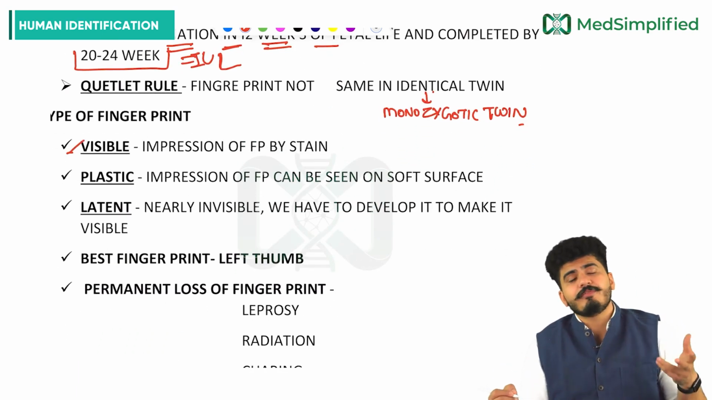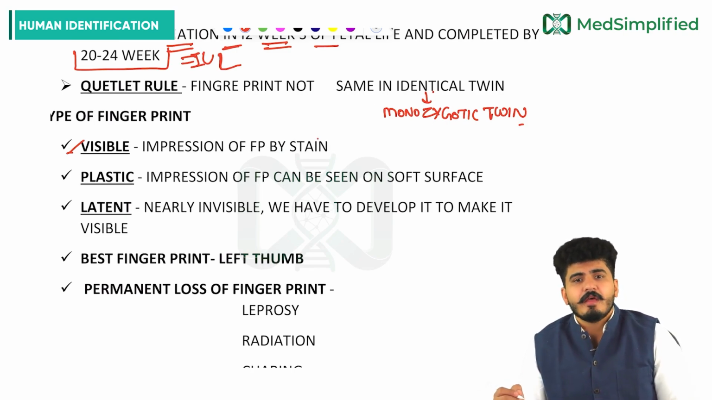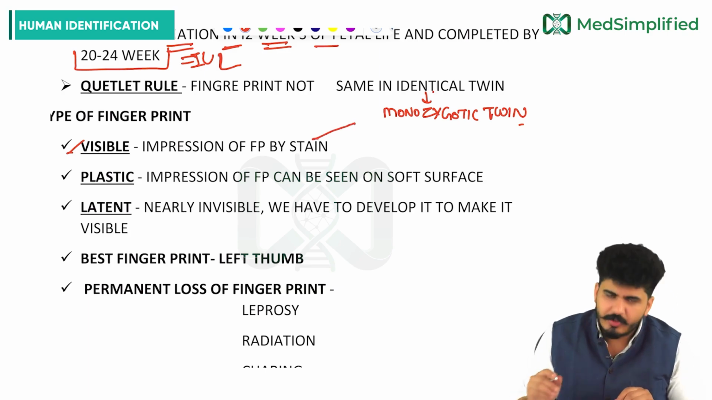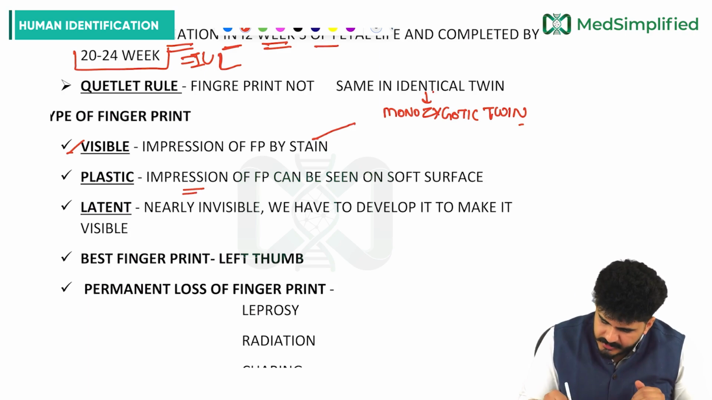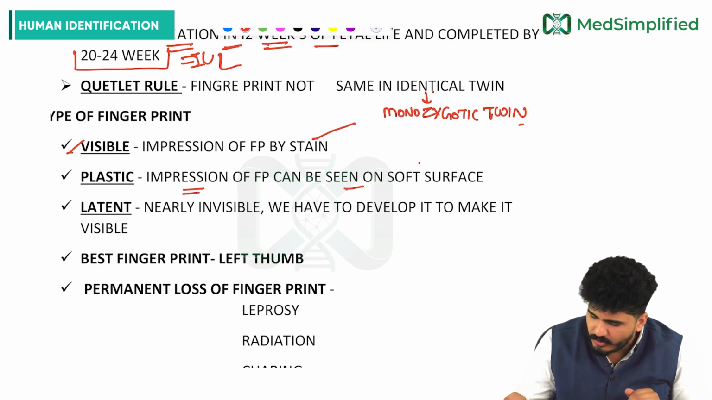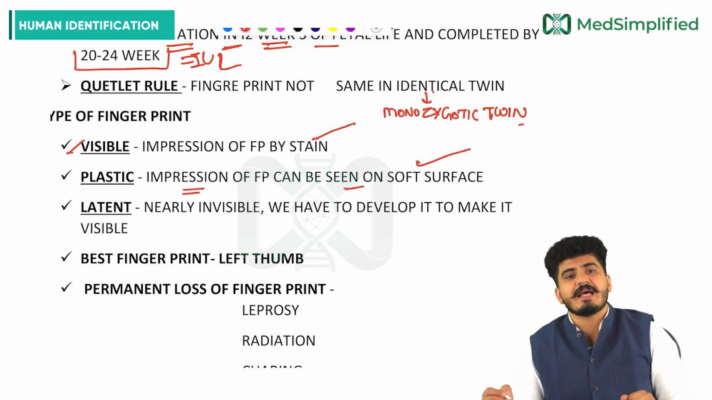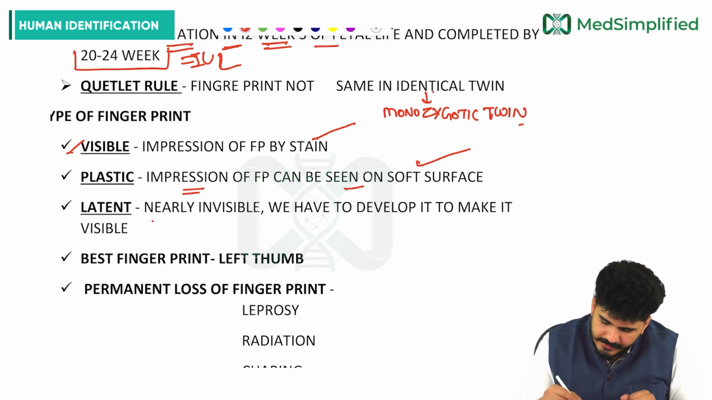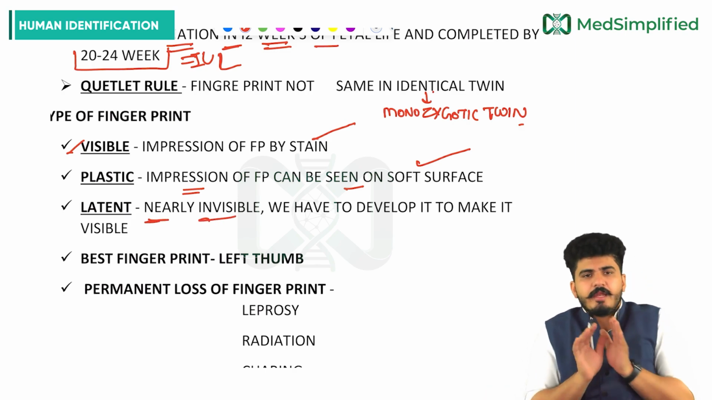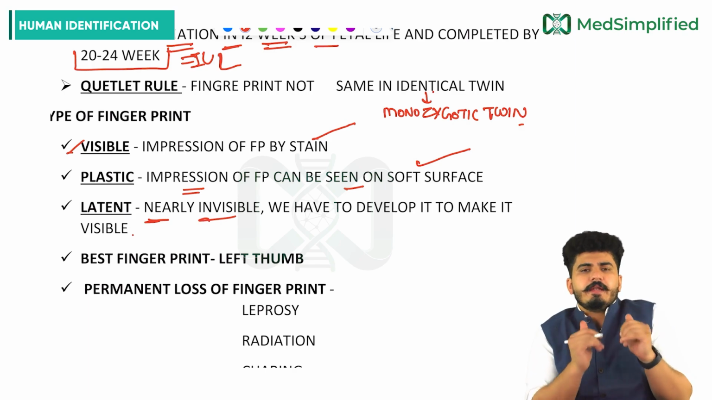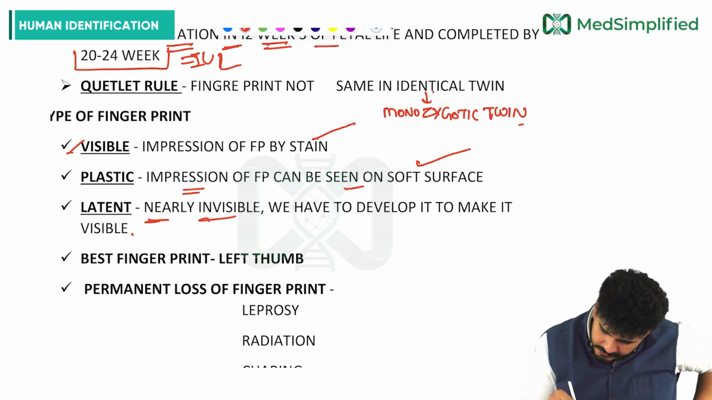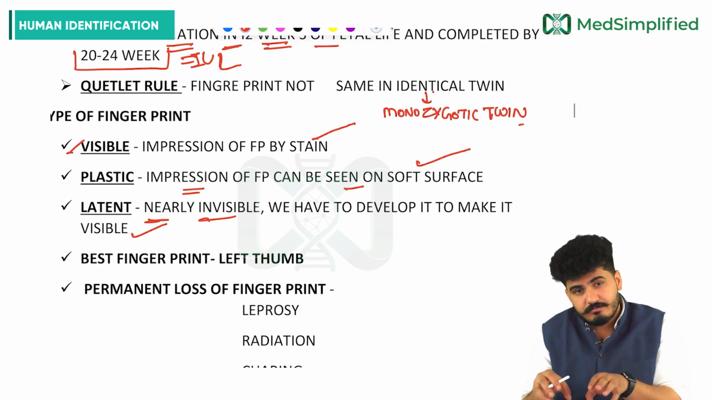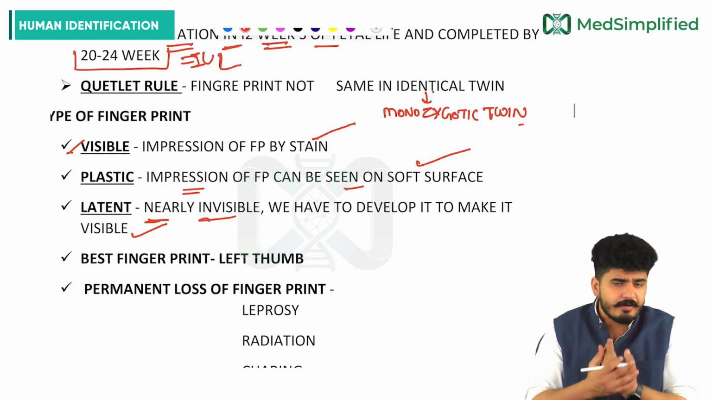Now the types of fingerprint we are having. Number one is visible: visible impression of fingerprint by the stain. Purely by the stain we will come to know the impression. Plastic: impression of the fingerprint can be seen on soft surface only. Then latent, nearly invisible. Latent one is nearly invisible. We have to develop it to make it visible, with the help of different methods.